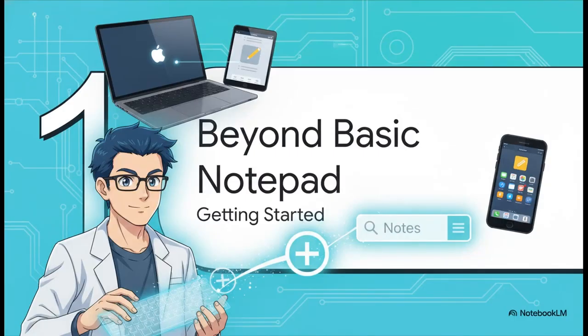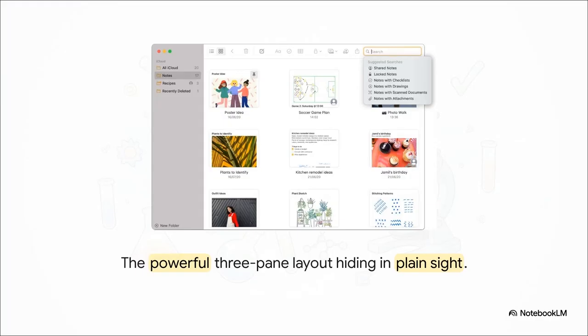Section 1. Beyond the basic notepad. When you pop open Notes, you're greeted with a layout that's actually designed for pure focus. On the far left, you've got your sidebar. This is the big picture view holding all your top-level folders across iCloud, your local Mac, and shared spots. Now in that middle pane, you've got your dynamic notes list, which shows you everything contained inside whatever folder you just selected. And finally, taking up the most real estate on the right is your editor. This is your main workspace, where all the actual writing and creating happens.